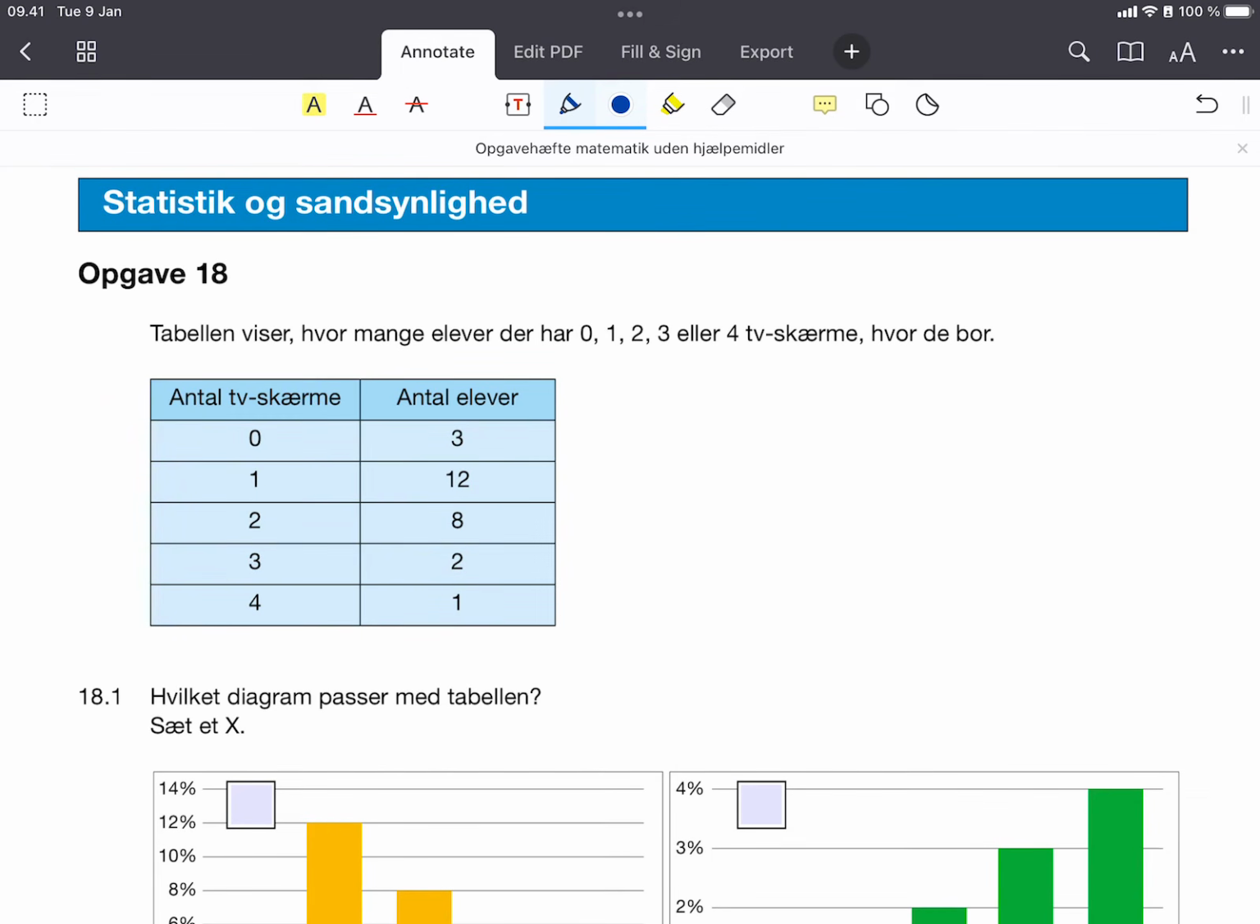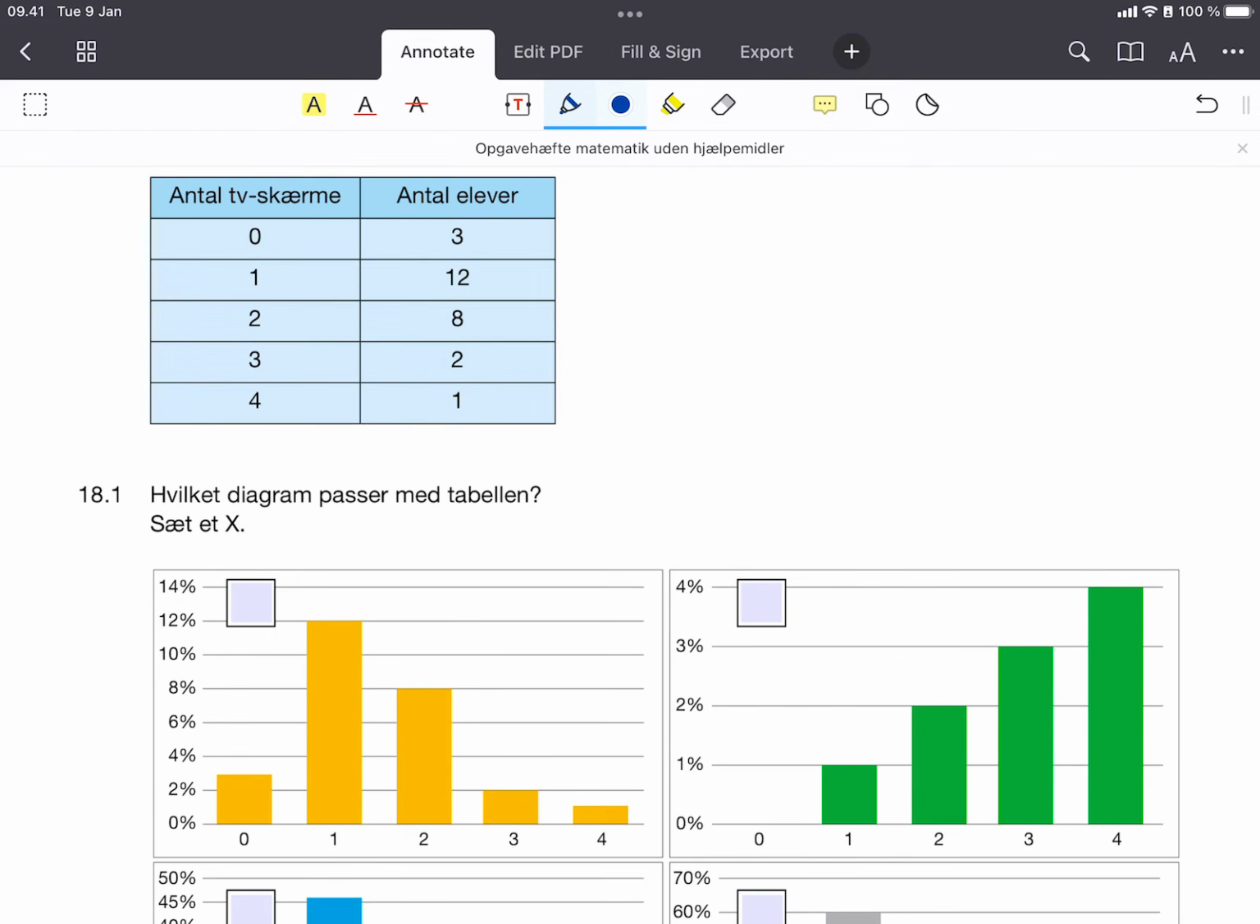Statistics and probability. The table shows how many pupils have 0, 1, 2, 3 or 4 TV screens where they live. So there's 3 people with no TV. Most people, 12 people, have 1 TV. 8 people have 2 TVs. 2 people have 3 TVs, and 1 person has 4 TVs. Which diagram suits the table best?